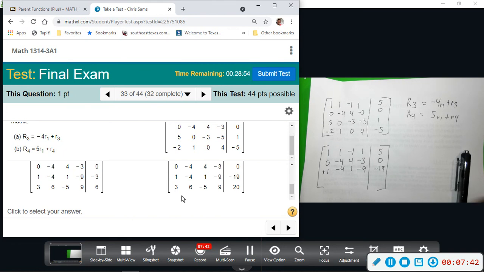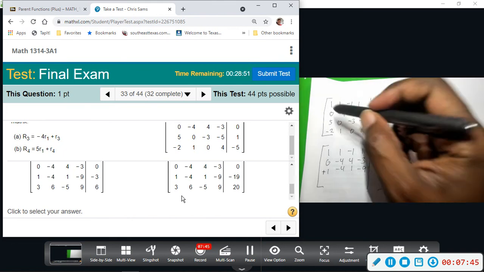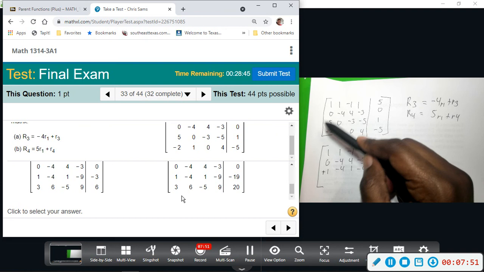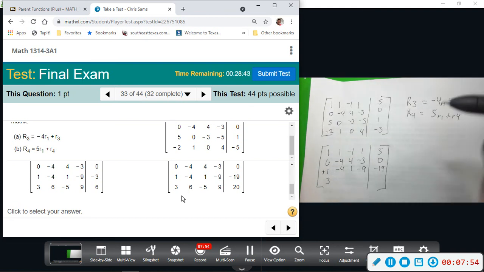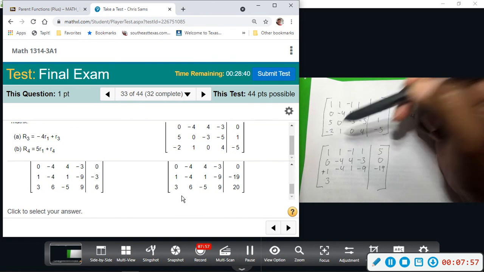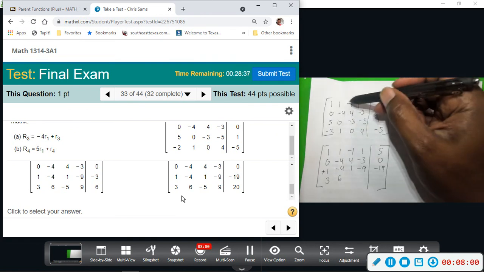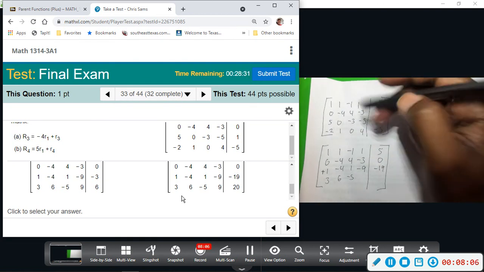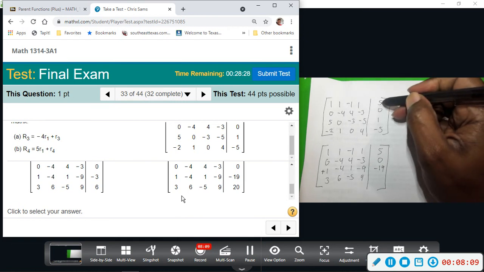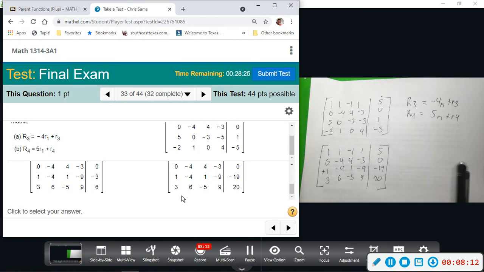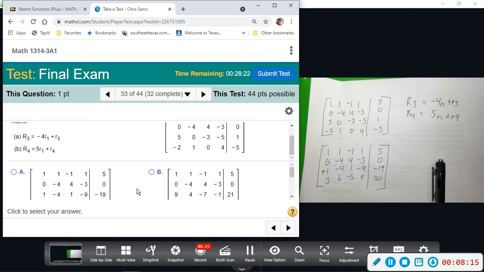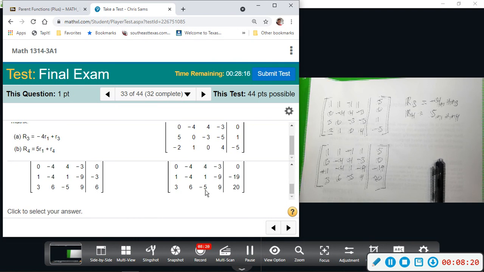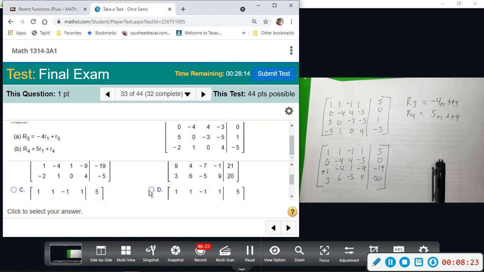So let's continue with row 4 changing. So 5 times this row plus row 4. Times 5 is 5, minus 2 is 3. Times 5 is 5, plus 1 is 6. Times 5 is negative 5, negative 5. Times 5 plus 4 is 9. Times 5 is 25, plus 20. Alright, so A does not match. 3, 6, negative 5, 9, and 20. So it looks like D is going to be the one we want to go with.